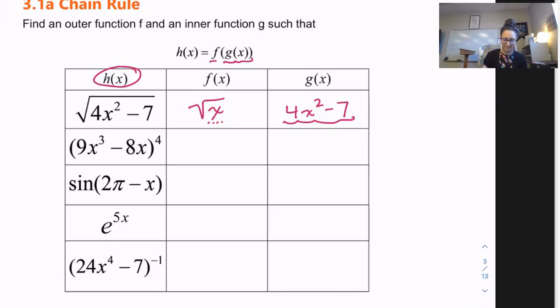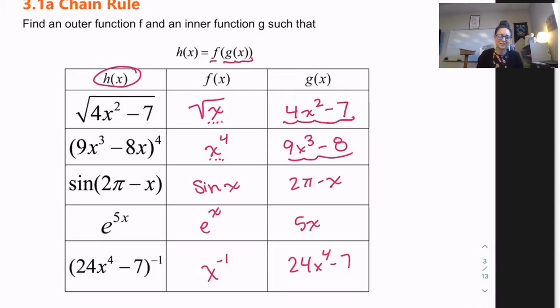Okay, so let's try the next one. The outside function would be x to the 4th, and the inner would be 9x cubed minus 8, right? So I'm taking this function and putting it in for x here, okay? I'm going to force pause on your screen. You try the next three on your own.